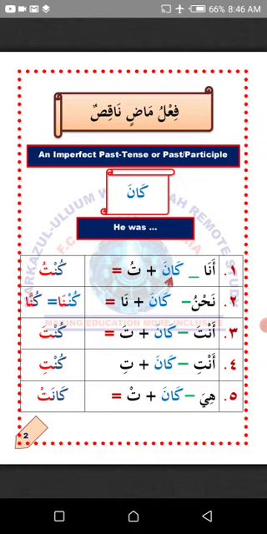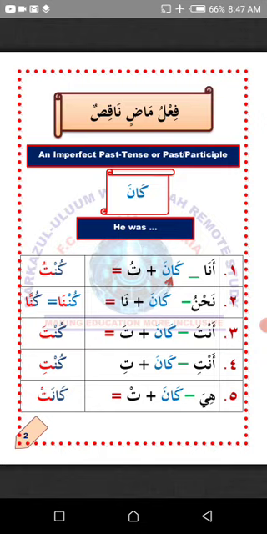The question is, how do we now make use of the verb kana to suit the pronouns below? Kana simply means he was. He in Arabic is huwa, which is the opposite of hiya, she. So how do we now make use of kana to suit the following pronouns?